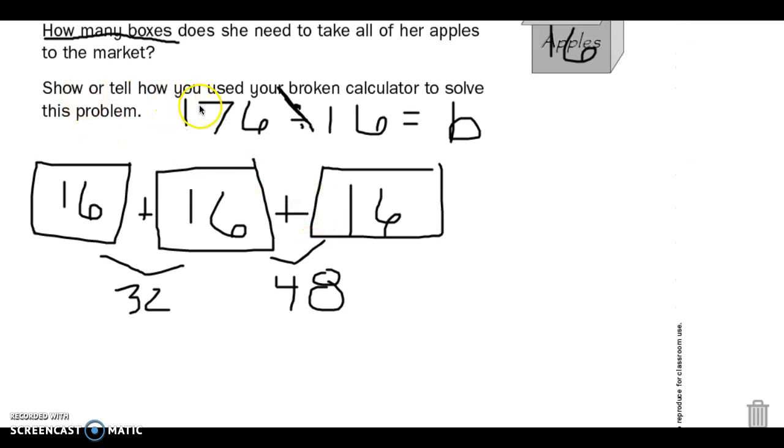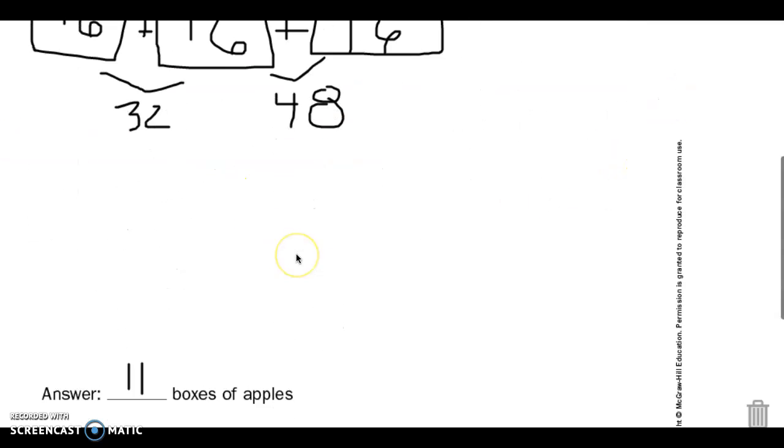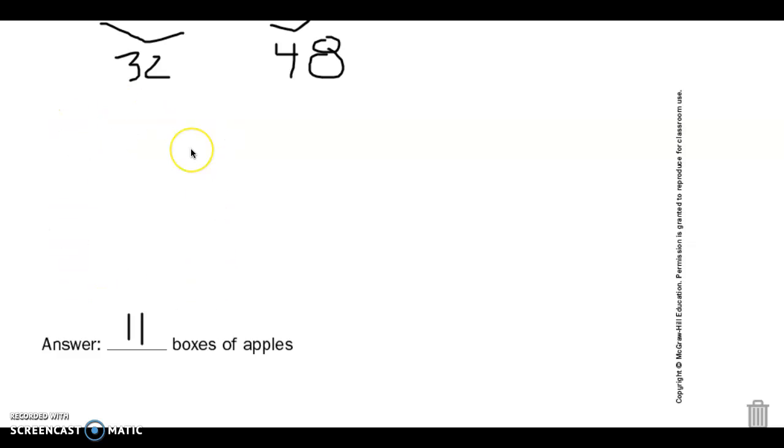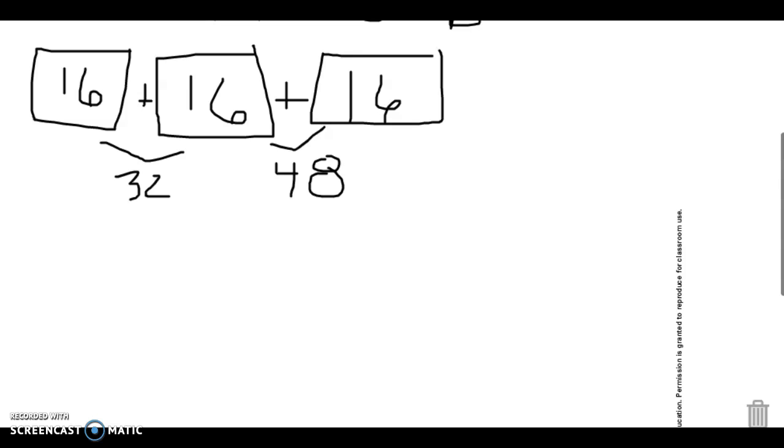It said show or tell how you used your broken calculator to solve the problem. So yes, I could draw all of my boxes, but we need to show the calculator. So maybe you draw a picture of the calculator, okay, and you highlight the 16 button and the addition button. Or I'm going to tell you and I say, oops, where's my text? Here it is.